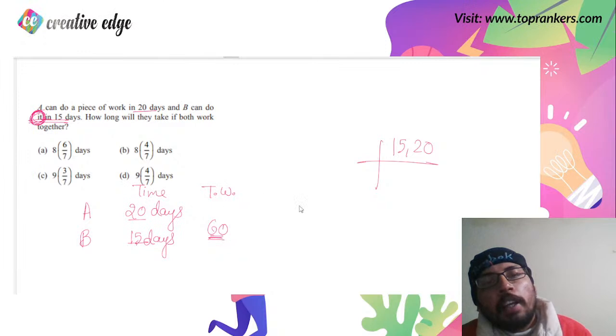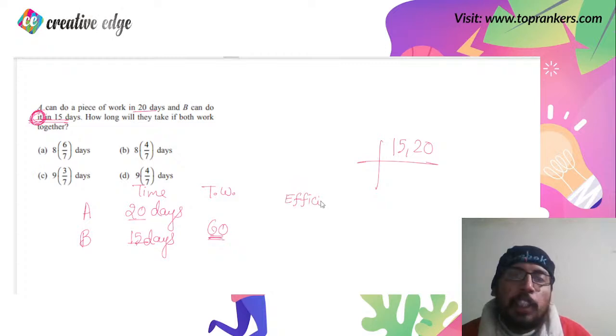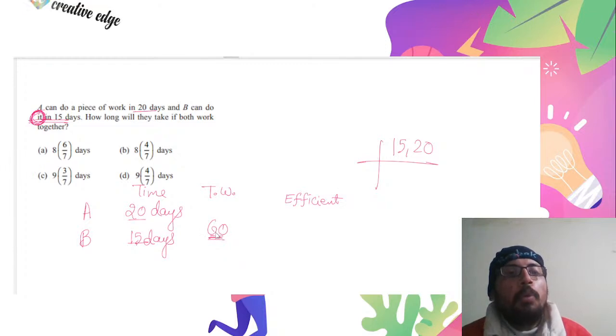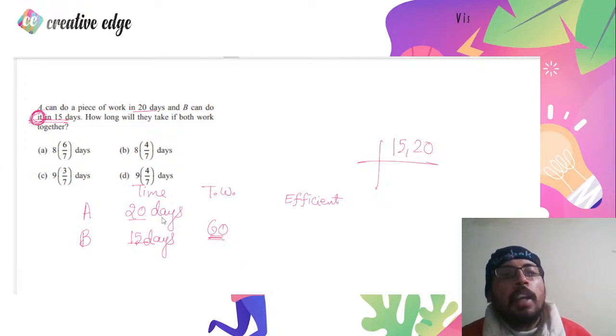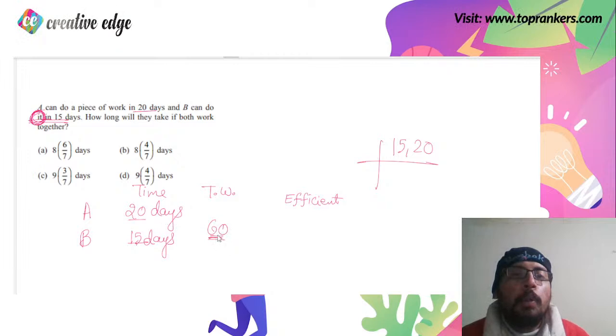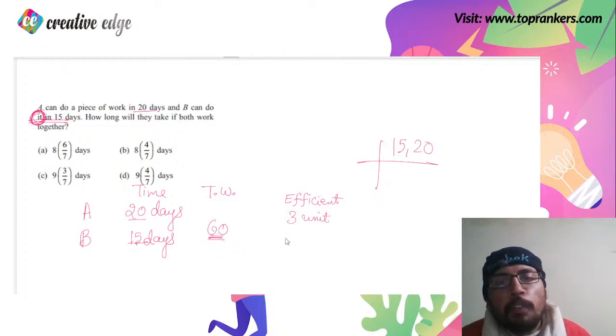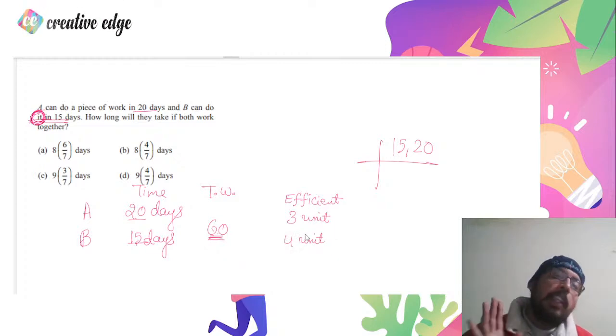So if this is my LCM of time, let us say this 60 is my total work, and now I will be finding the efficiency. Efficiency is just like speed, who is faster, who is more efficient, who is quicker. A can do this entire work in 20 days, so in one day A can do 60 upon 20, that is 3 units of work. 60 upon 15, that is 4 units of work, is what B can do in a single day.